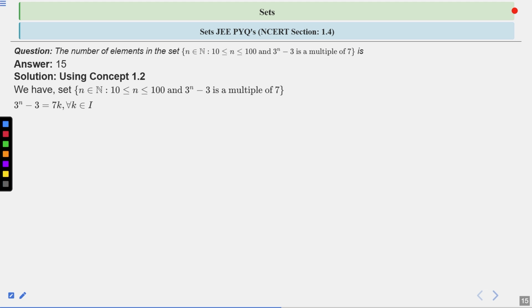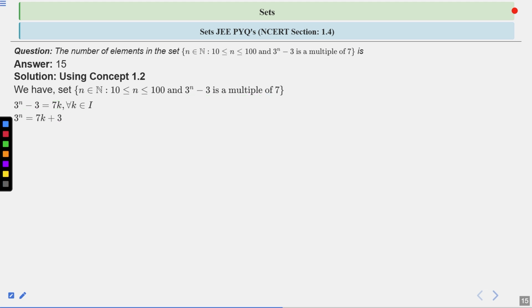As given, 3 raised to power n minus 3 is a multiple of 7. This means I can write it in this form: 3 raised to power n minus 3 is equal to 7 times some number, as it is a multiple of 7. So 7k, where k belongs to the integers. Clear?